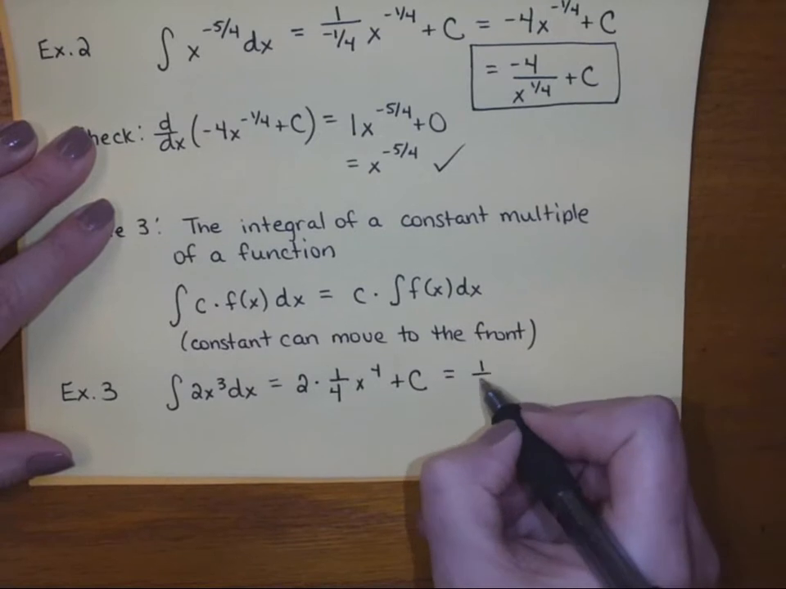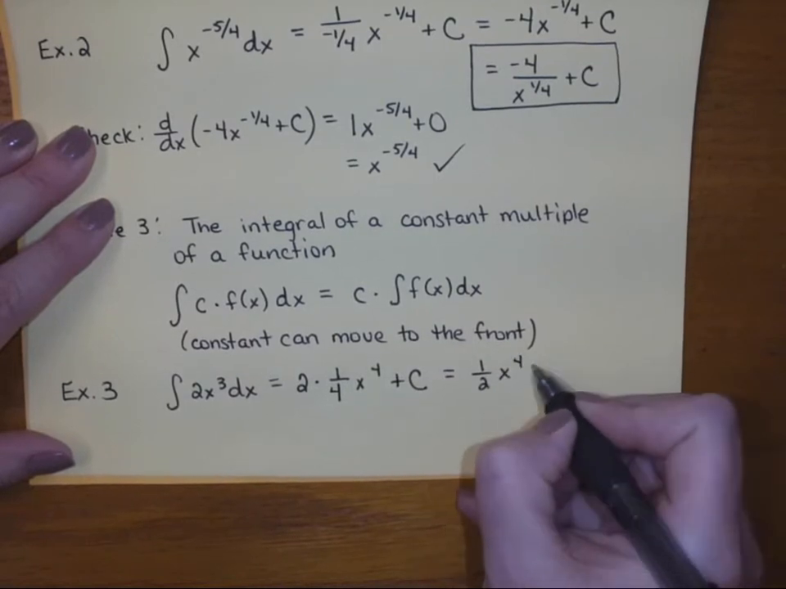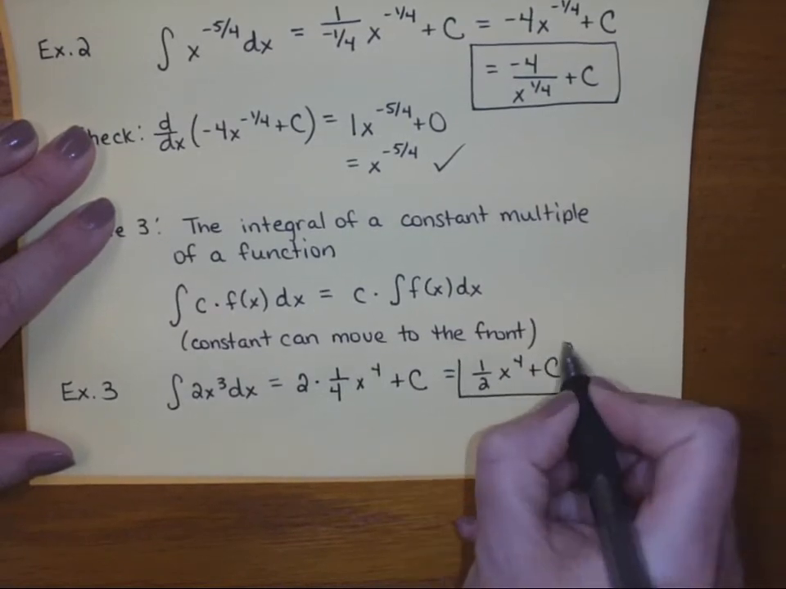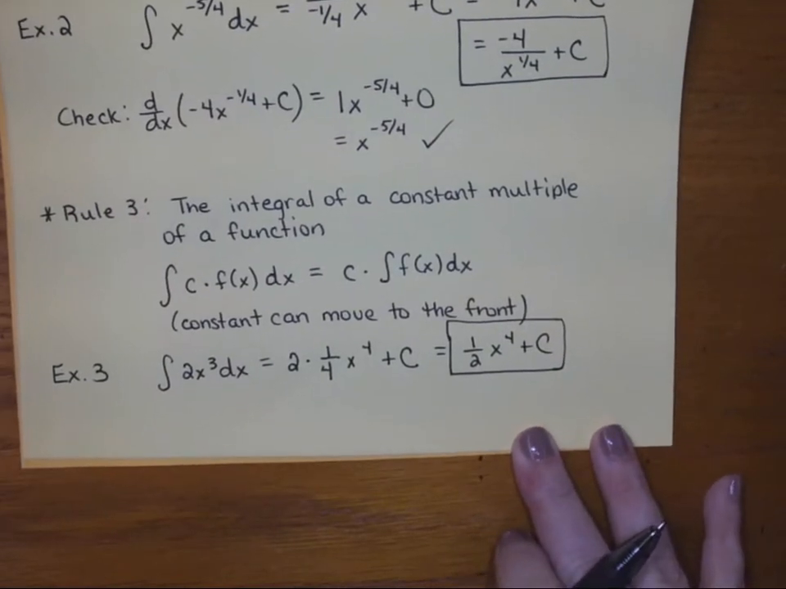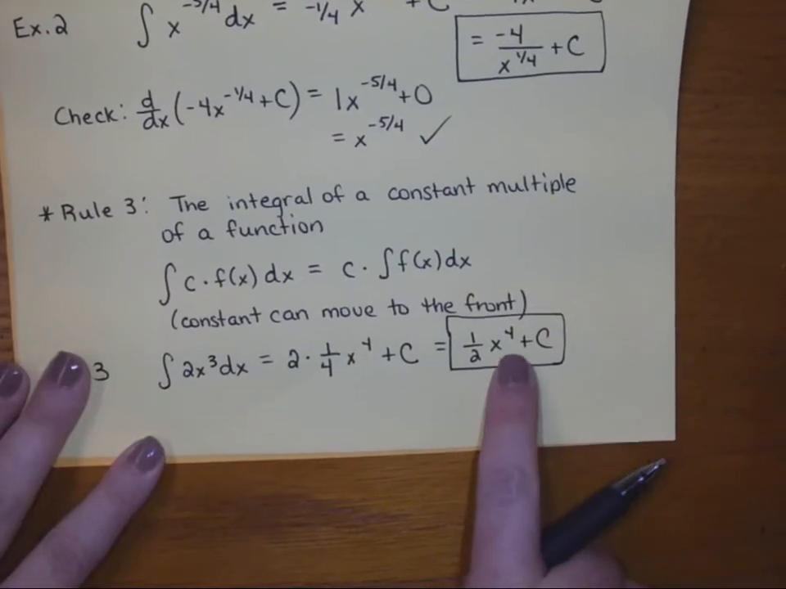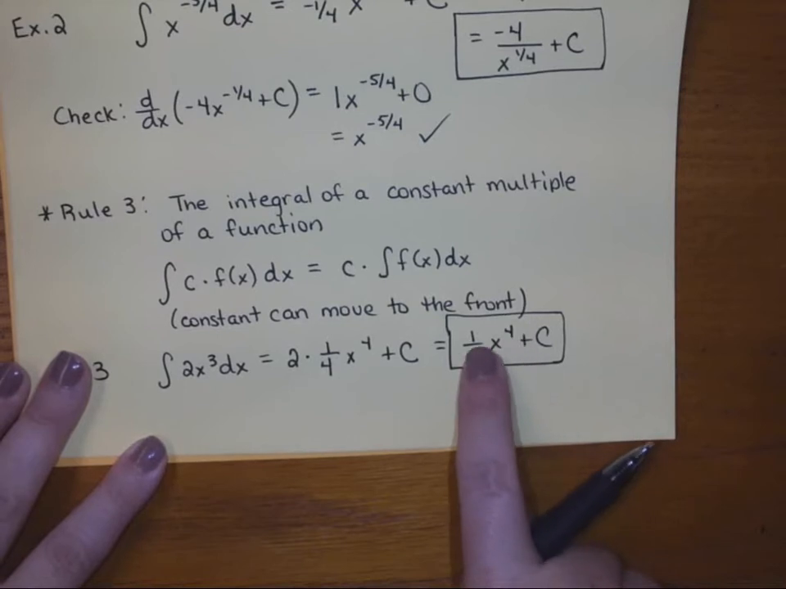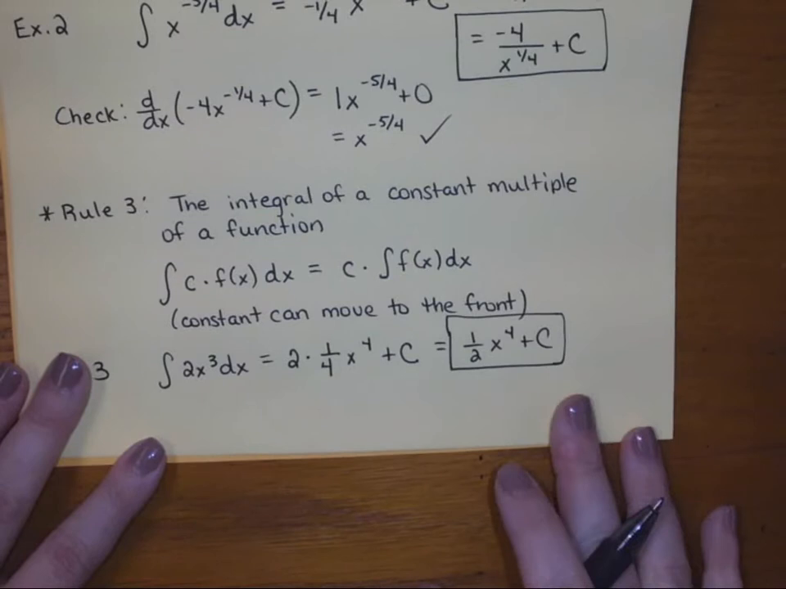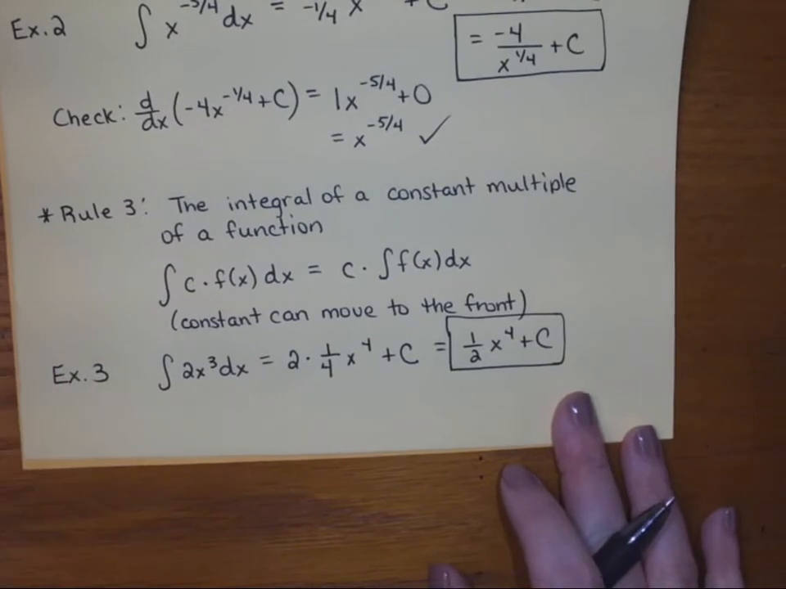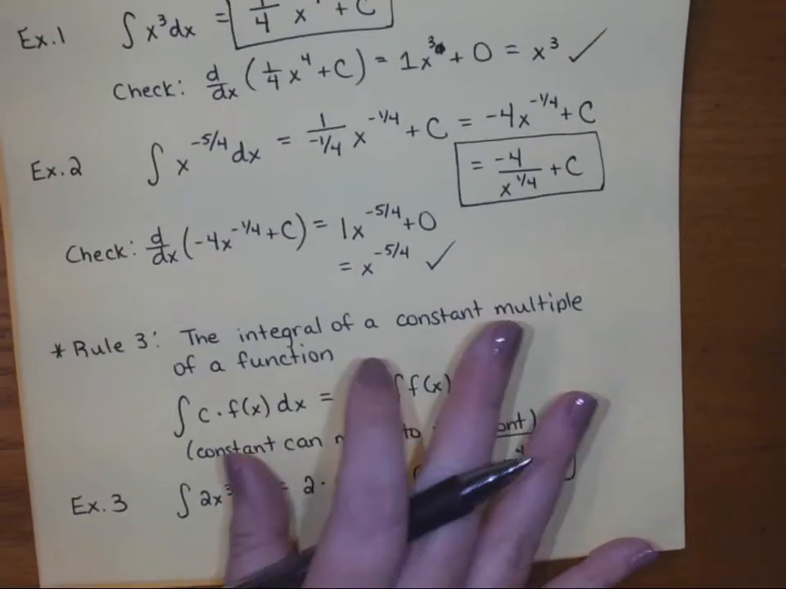So 2 times a 4th is just a half. So a half x to the 4th plus c would be your final answer for the integral of 2x cubed. Notice we could check it, right? Find the derivative of this, move the 4 to the front, and you're going to get 2x cubed. We're good to go, right? So especially at first, my strong suggestion is for you to check some of these.